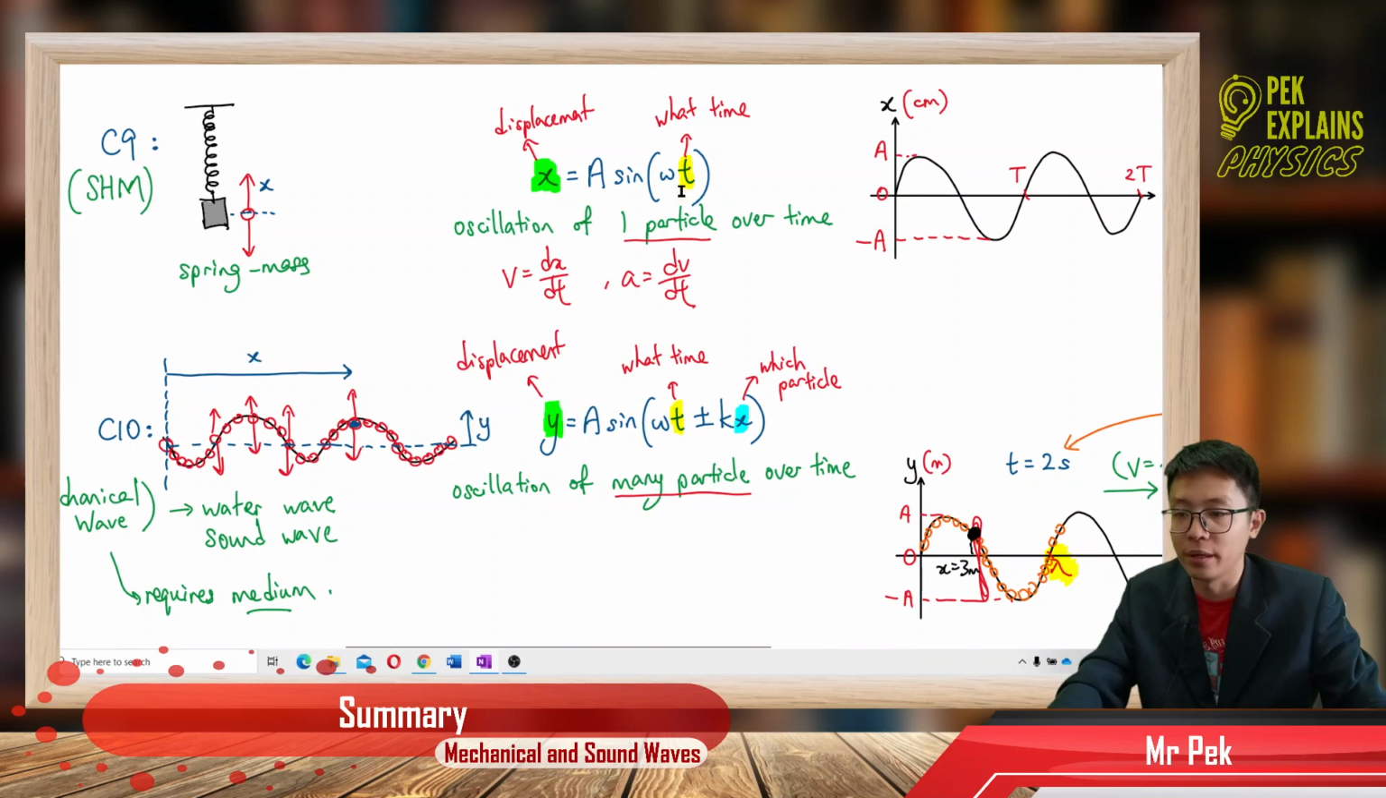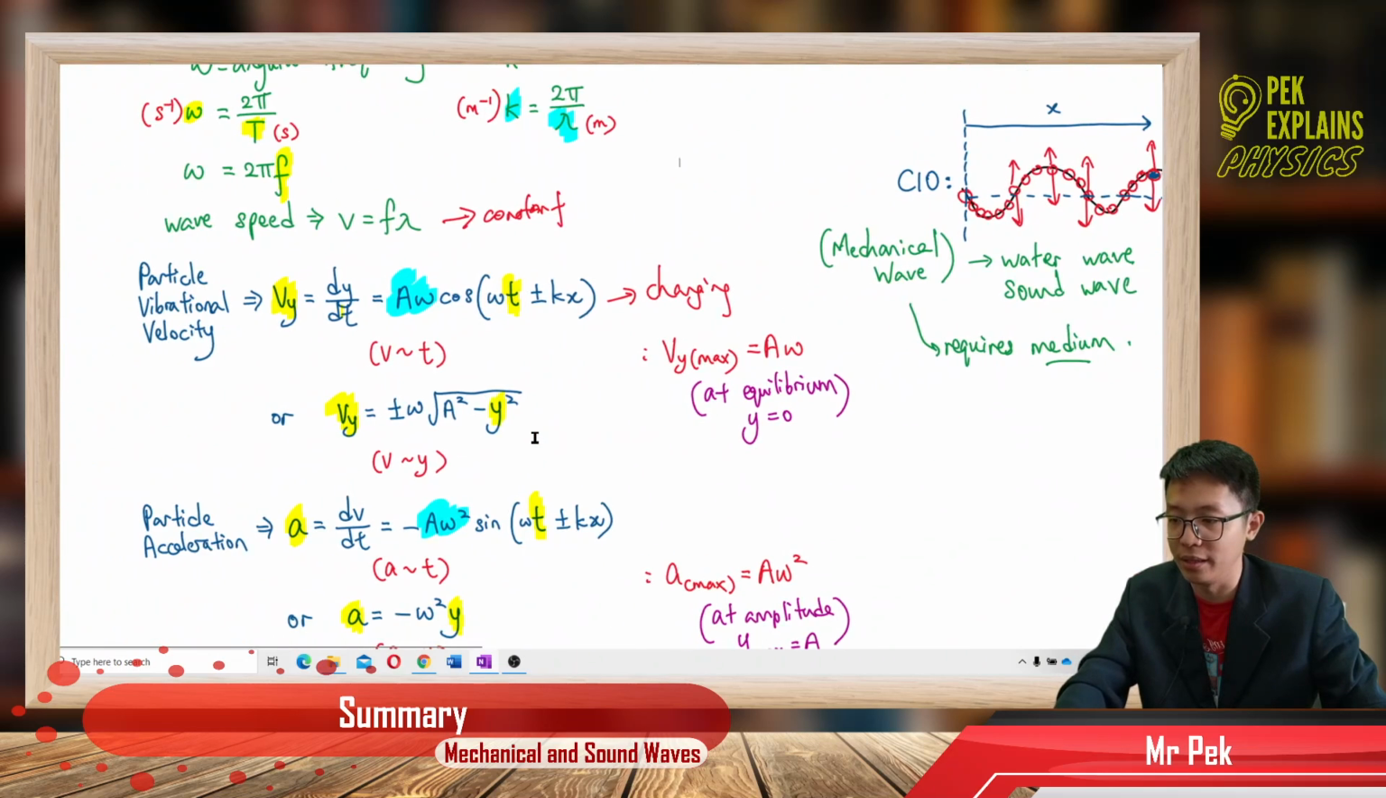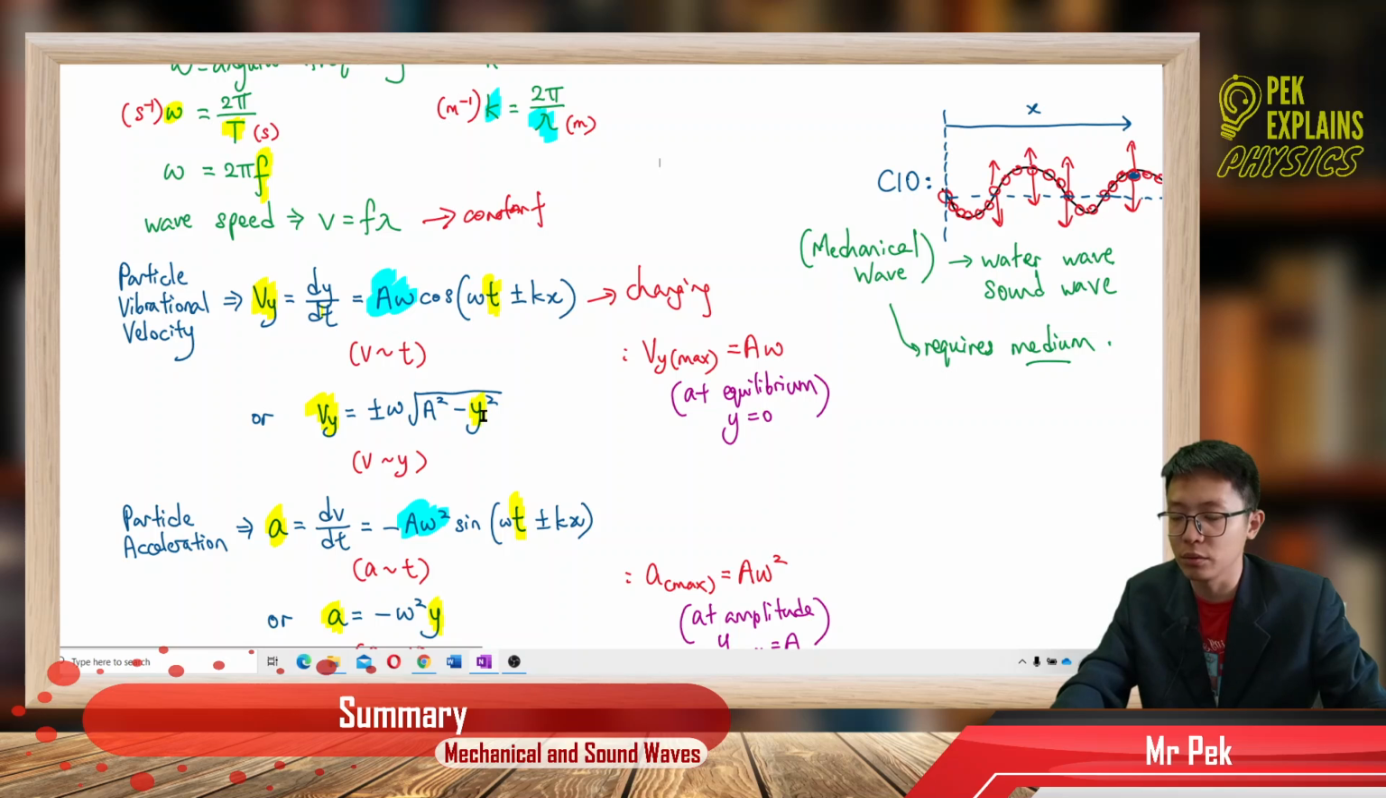Because x we use to show which particle. Now the one that carries the same meaning as displacement is y. So in this chapter we use y as displacement. In chapter 10 we use y. In chapter 9, simple harmonic motion, we use x. So this is the velocity versus displacement equation, the same function as the chapter before.